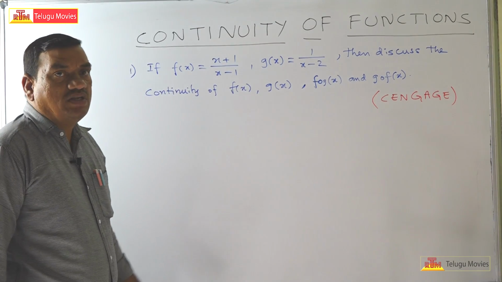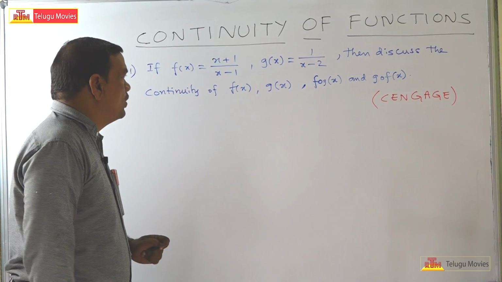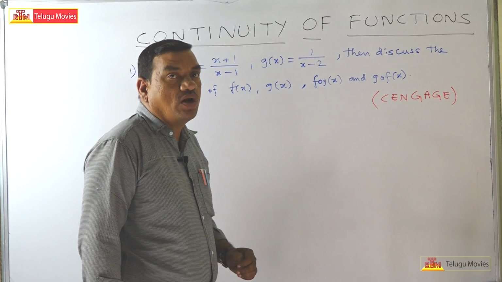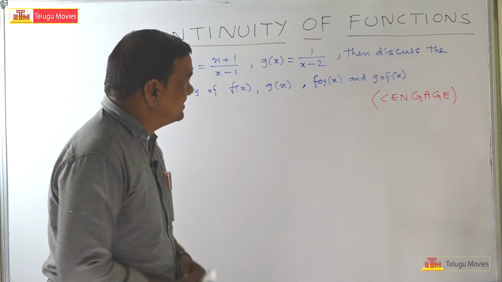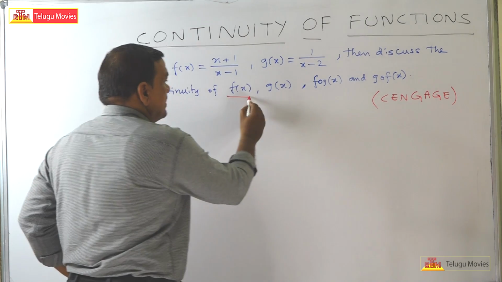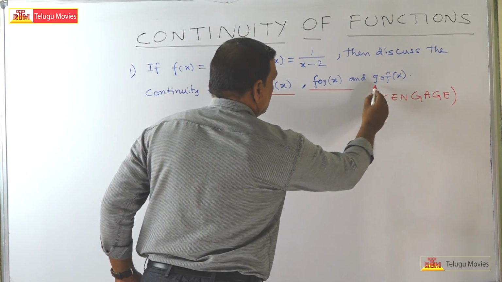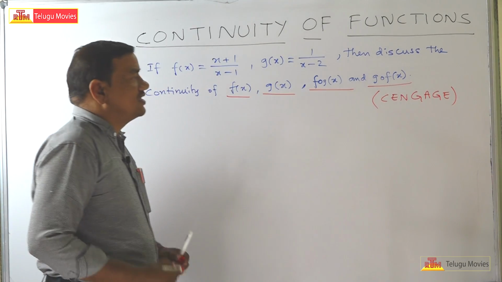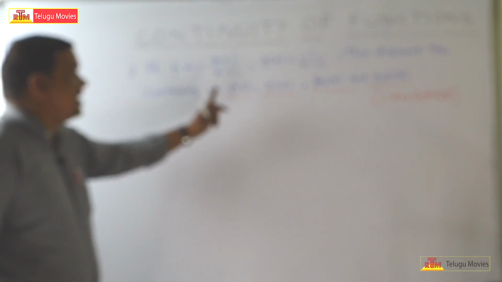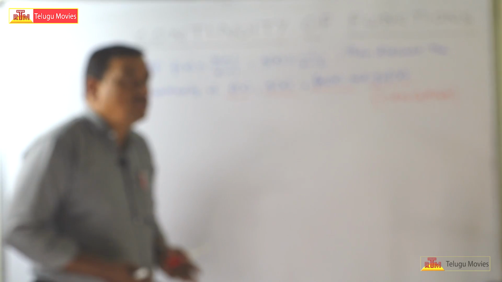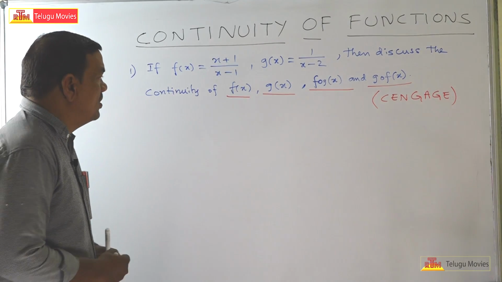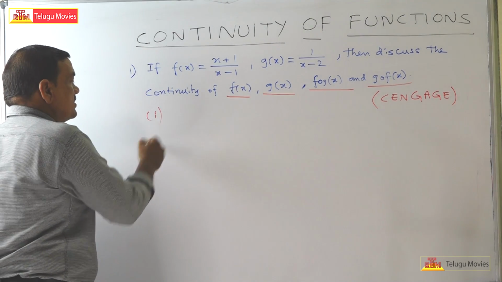The first problem is, if f of x is equal to x plus 1 upon x minus 1, g of x is equal to 1 upon x minus 2, then discuss the continuity of the functions f of x, g of x, f circle g of x, g circle f of x. Now, what is the continuity? Right here, f of x and g of x continuities we can easily say without using any pen and paper. The first one is f of x.